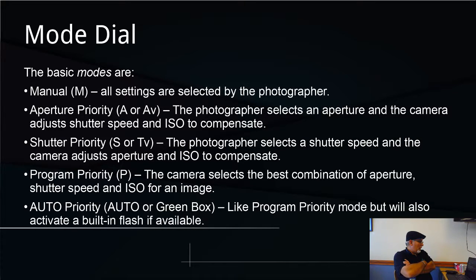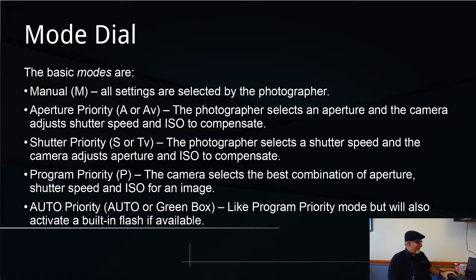Okay? Then you have program priority, which is sort of I don't want to worry about it, where you let the camera make most of the decisions. And then the last one you have auto priority, which could be the word auto or a green box, or a green box with the word auto in it. And that's similar to program priority, where the camera makes all the decisions, but also if you have a built-in flash, it will pop up the built-in flash as it sees fit, as in my T2i. Yes. Higher end cameras will not have this kind of an auto function because they don't have pop-up flashes.